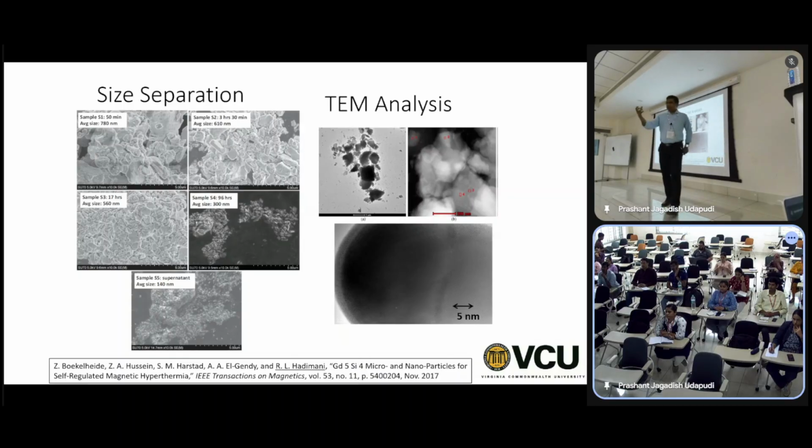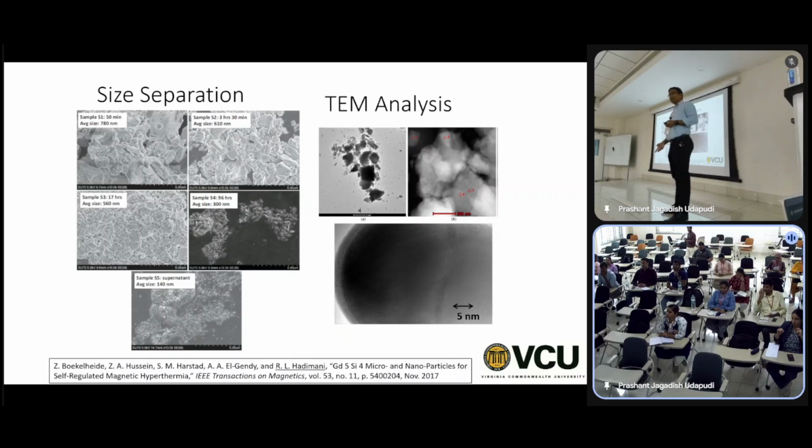We basically, it's a very simple process. What we did to size separate them was we mixed them in ethanol, and then we sonicated them. So now they're well mixed and have all sorts of particle sizes. Now we put it down on a magnet. So what happens if you put a magnet and put these particles? They will all be attracted down, right? But which one will get attracted down quickly? The bigger ones.